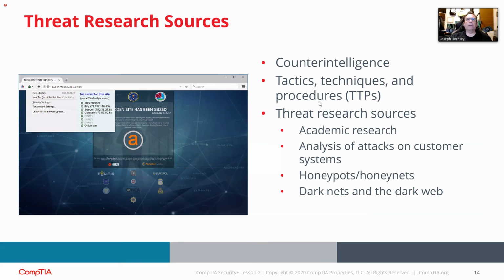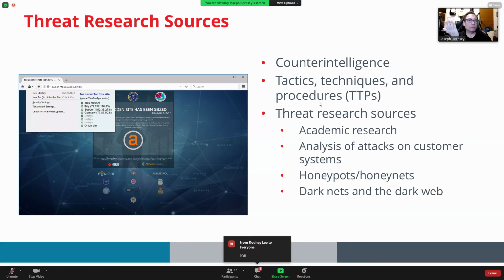The dark web is content that is only accessible over a dark net. And a dark net is a network that exists on the internet, and it is used to obfuscate and anonymize activity on the internet. An example of this is Tor, the onion router. Yep, Rodney, exactly.